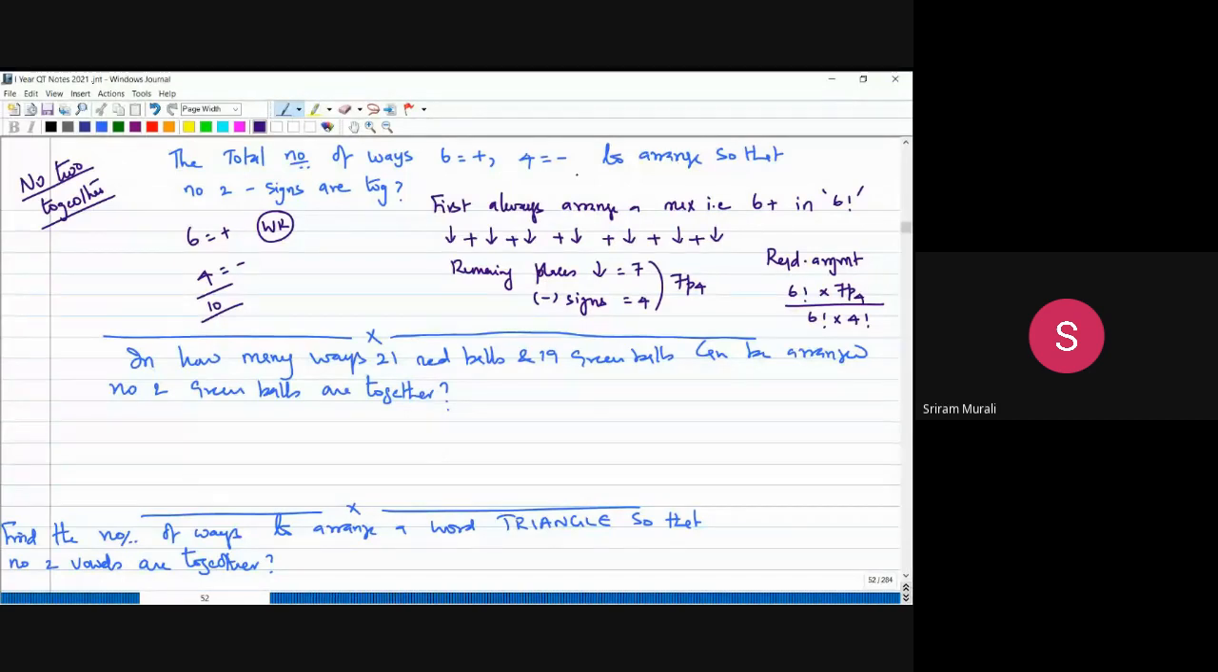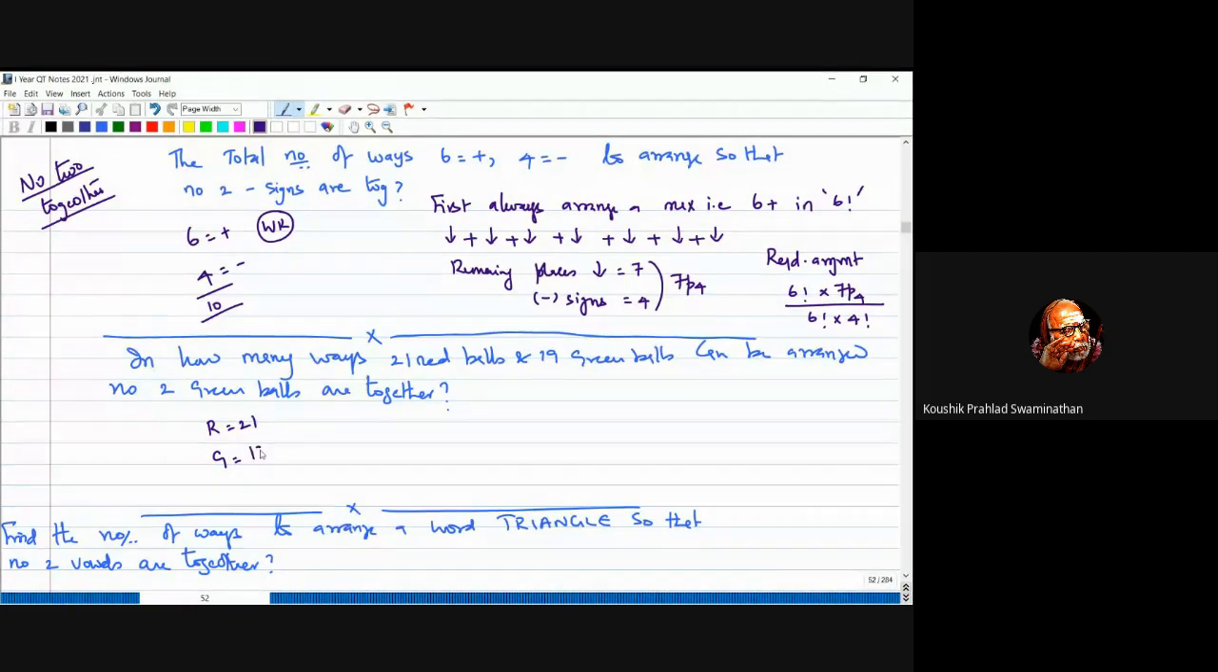It was plus and minus. Now it has become 21 red balls and 19 green balls, to be arranged so that no two green balls are together. So how do we start this? How many red balls are here? 21.